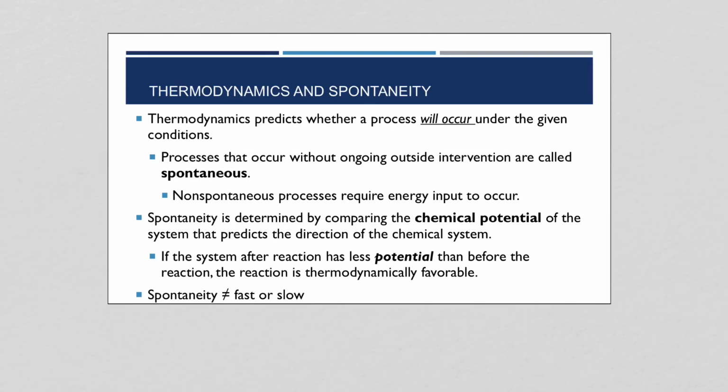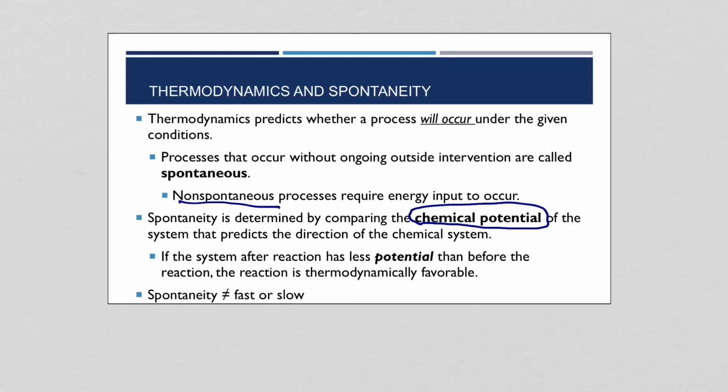Now, on the opposite, a non-spontaneous process requires energy to occur. So we'll look at that a little bit later at the end of the chapter. So spontaneity is determined by comparing a chemical potential, right? So we'll keep this in mind. This chemical potential is one of the things that we will spend a bulk of the chapter trying to establish. What exactly is this chemical potential?